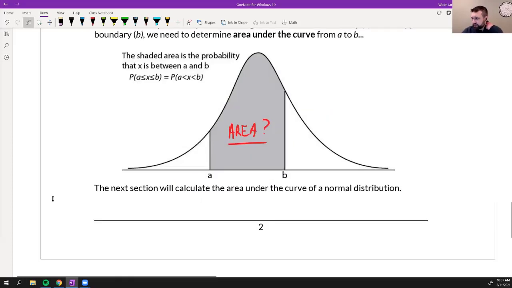And so that leads us back to where we were before about finding the area between these 2 points. And that's what we're going to talk about in the next section, 6.3.